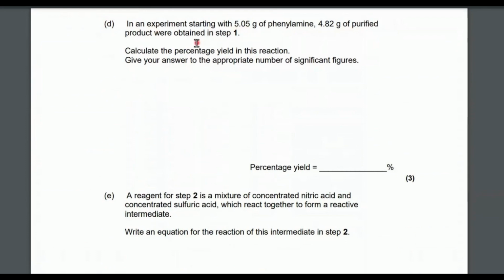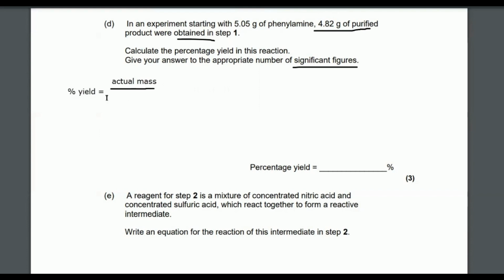Okay, the figure here is repeated. We've got the same reaction mechanism we looked at before, the exact same reaction mechanism from the start of the question. In an experiment starting with 5.05 grams of phenylamine and 4.82 grams of purified product were obtained in step 1, calculate the percentage yield in this reaction. Give your answer to the appropriate number of significant figures.